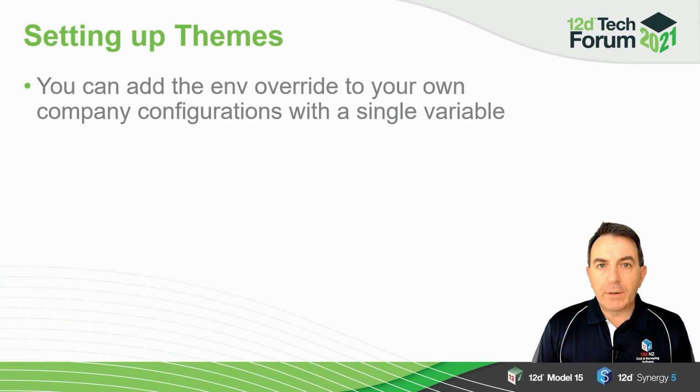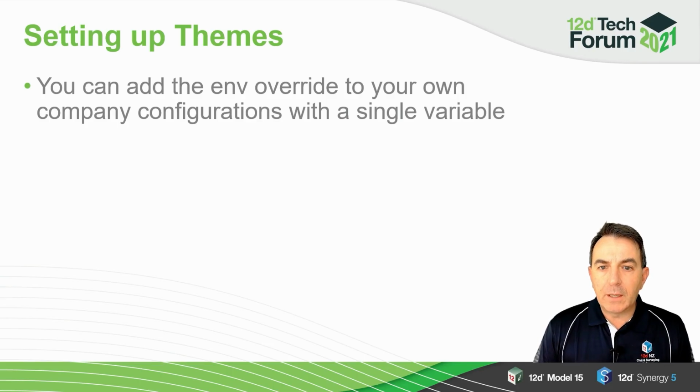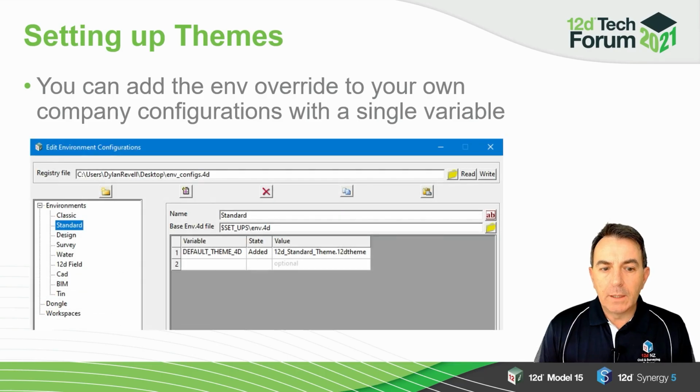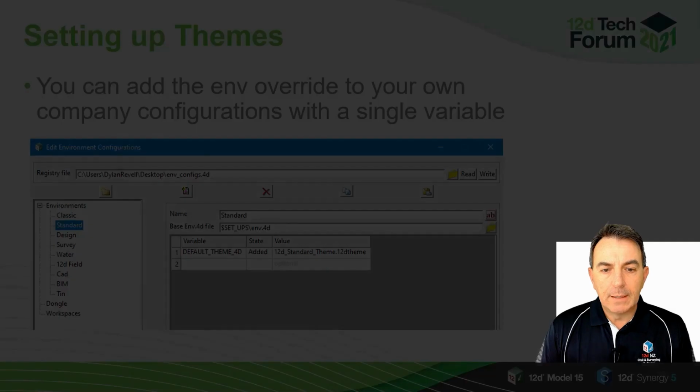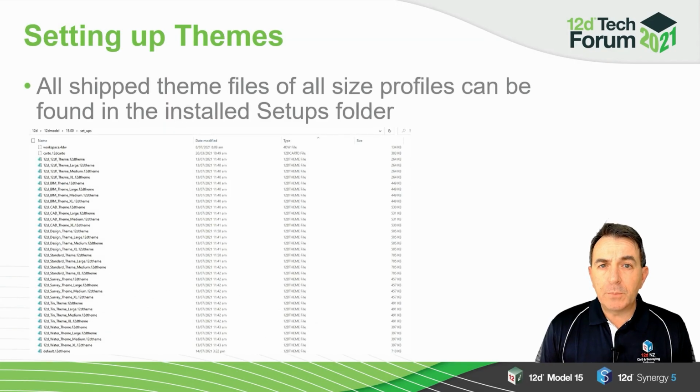Adding a theme to your current customization is as simple as adding an environment override to your own company configurations with a single variable. And that variable is default theme 4D, and then you select which shipped 12D Model theme file you would like to load up based on that configuration. All of the different theme files are shipped with 12D, and so you have all sizes and all theme profiles that you can call up on that configuration or that variable.